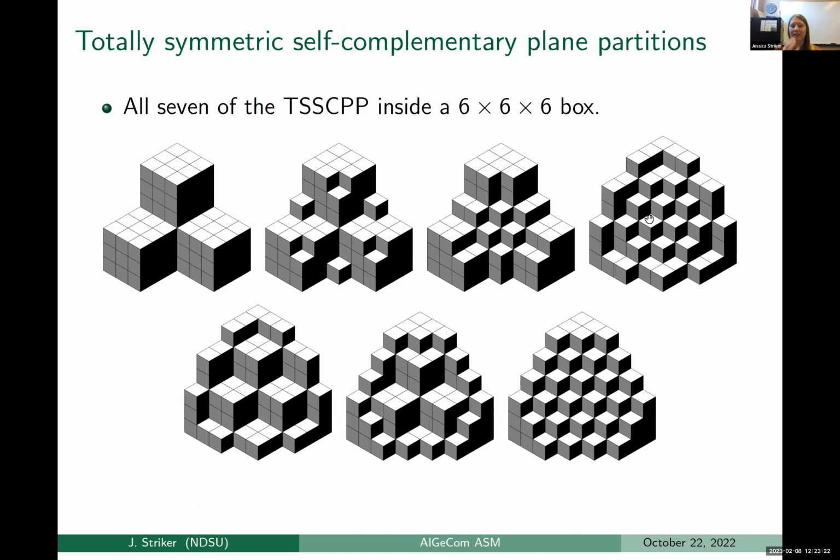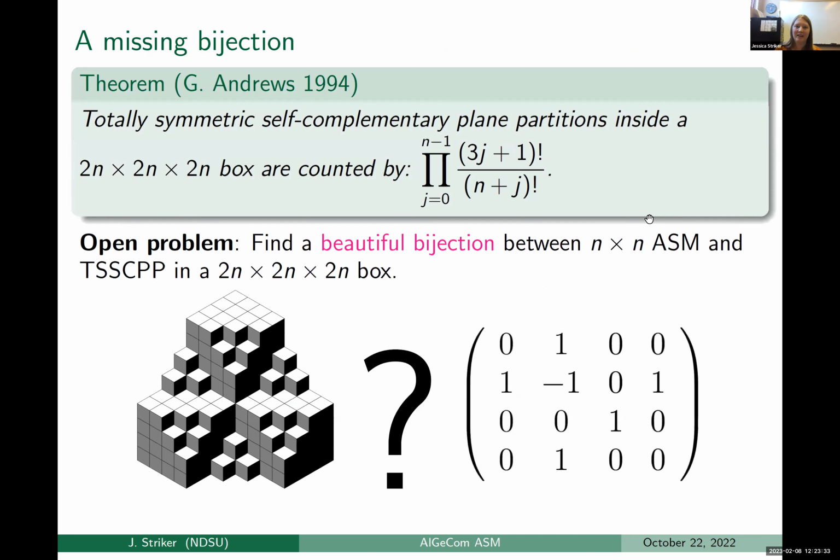All right, now we can talk about enumeration. So if you fix the size of your bounding box, it turns out you have 7 TSSCPPs inside a 6x6x6 box, which is a number we've seen before. And it turns out that the same product formula counts the number of totally symmetric self-complementary plane partitions inside this bounding box. That was proved by Andrews a little bit before, actually, the alternating sign matrix enumeration was proved a couple of years beforehand. So this has been an open problem for nearly 40 years, because it was guessed that these two should correspond before these things were proved.